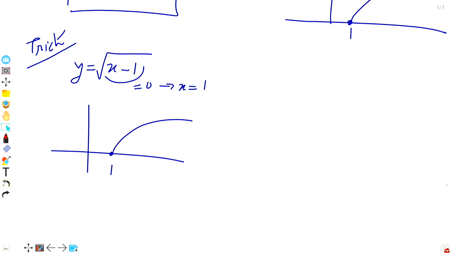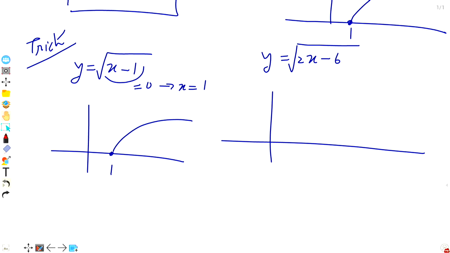Now, for example, you have y is equal to square root of 2x minus 6. Now, how do you find the starting point? You make the inside 0, right? So when you make inside 0, you get x is equal to 3. So 3 is the starting point, right? Got it?